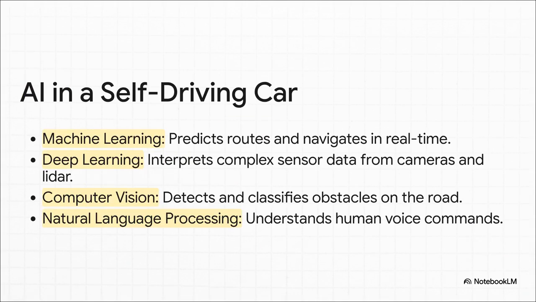You've got your broader machine learning algorithms handling things like navigation and predicting the best route. But then for the really tricky stuff, like making sense of all the data flooding in from cameras, that's where deep learning and computer vision come in, to spot a pedestrian or another car. And natural language processing, that's what lets you talk to the car. It's not just one thing, it's a whole symphony of these AI systems working together.